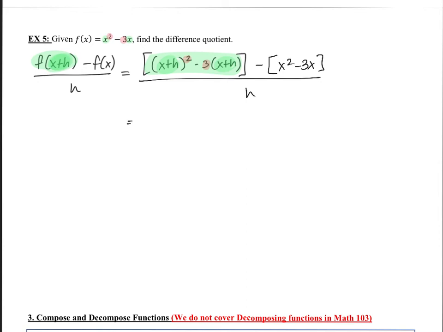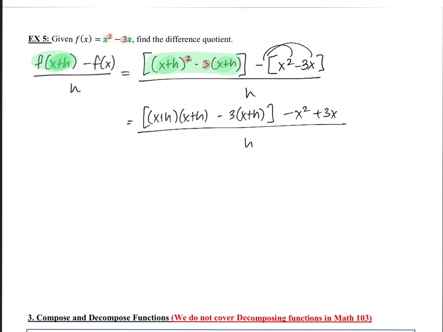Simplifying. I have to FOIL that out, so it's going to be x plus h times x plus h minus 3 times x plus h. And then I'll go ahead and distribute that negative in, so that'll be negative x squared plus 3x. So I'll FOIL this out. That'll be x squared plus 2xh plus h squared. Then let's distribute the negative 3 in, which gives me negative 3x minus 3h. Bring this down. We get the negative x squared plus 3x.